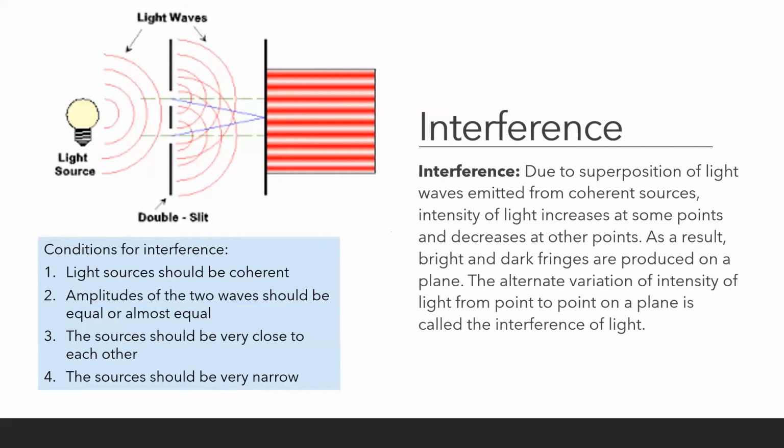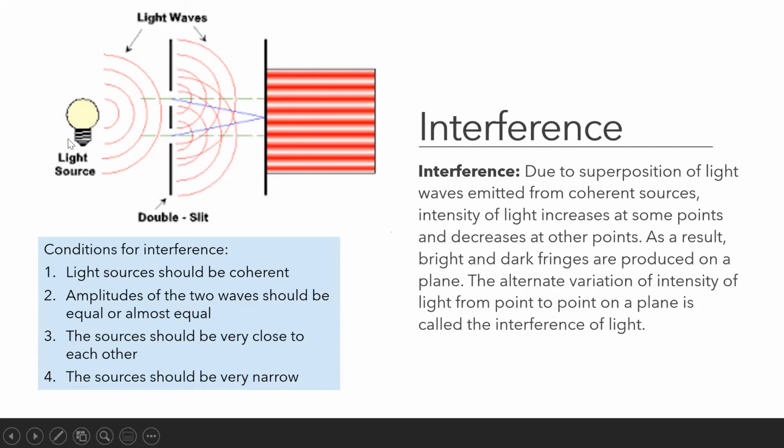So interference is a phenomenon where the light rays add up. Due to superposition of light, which means two light rays add up or combine together. Suppose two light rays come and meet at one point, then what happens is called the superposition of light waves. Due to superposition of light waves emitted from coherent sources, intensity of light increases at some points and decreases at other points. As a result, bright and dark fringes are produced on a plane.